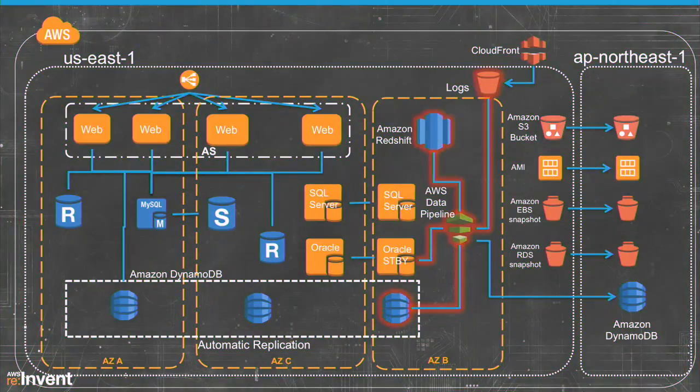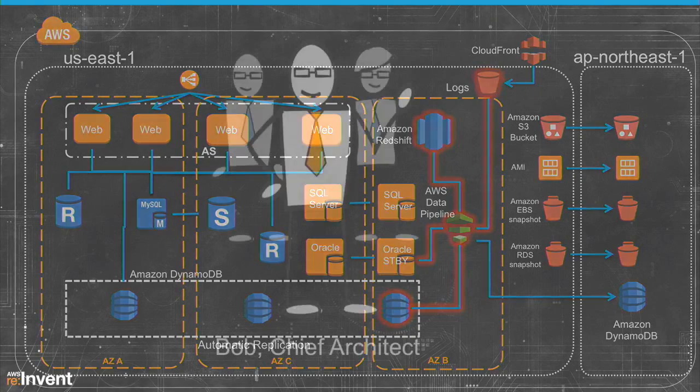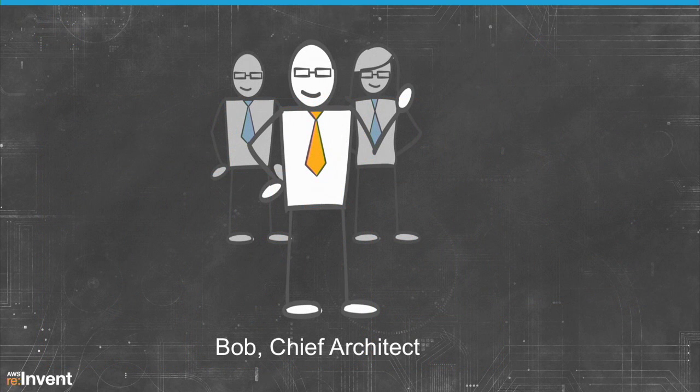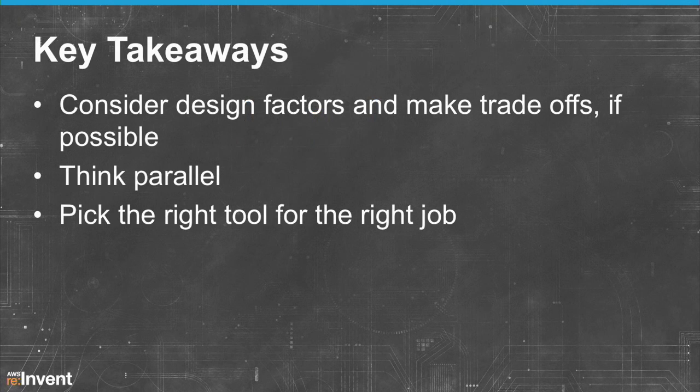So from an architecture perspective, this type of data movement can really be coordinated through Data Pipeline. And he can also move some of this data to another region using the standard built-in API calls that we provide. And obviously, Bob has been promoted. Now he's not a DBA. He's actually an architect.